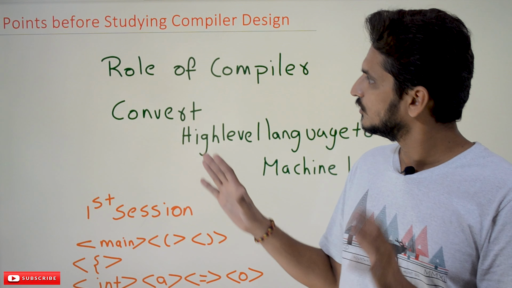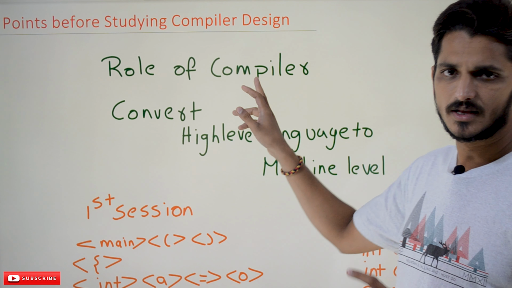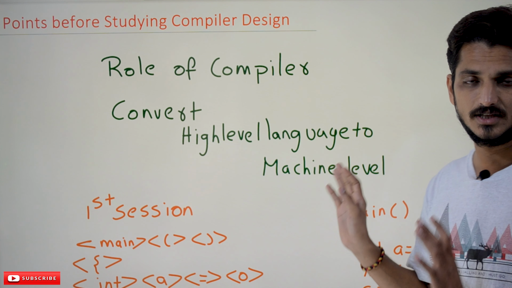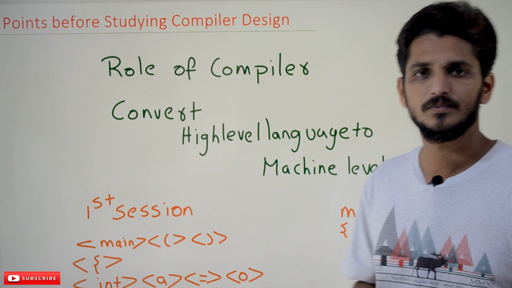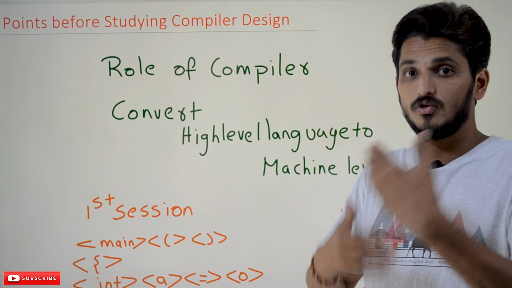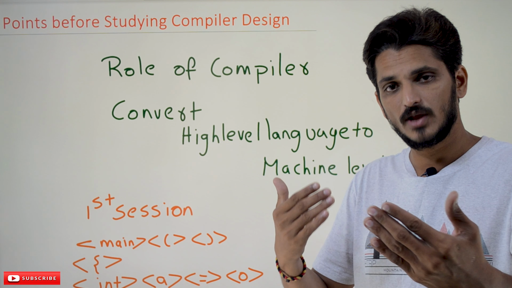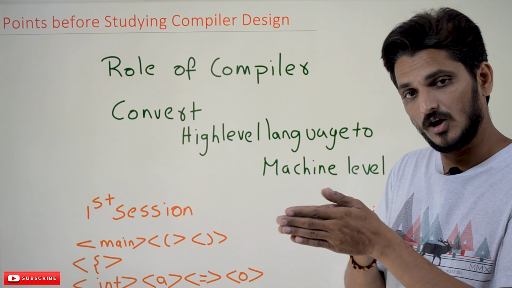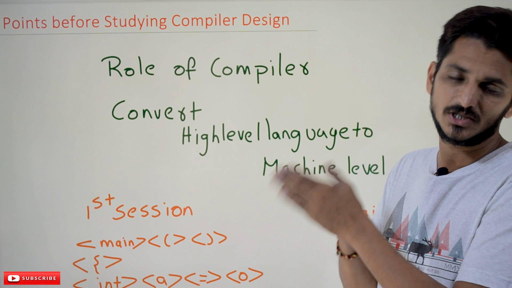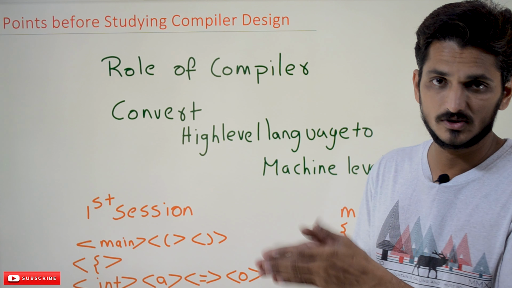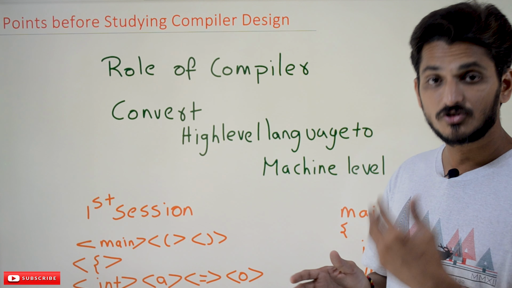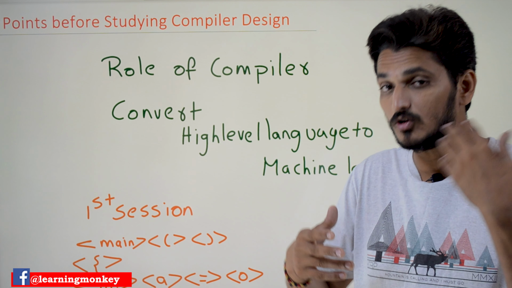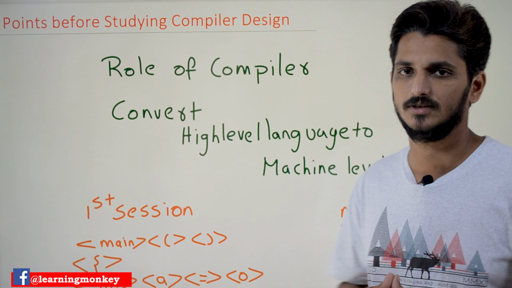Coming to the role of compiler, the role of compiler is converting high level language to machine level. In this conversion of high level to low level, it will follow a few steps. Our sessions are also divided in the same way. Let's understand what those steps are, how they are related to theory of computation, and which part you have to concentrate on.